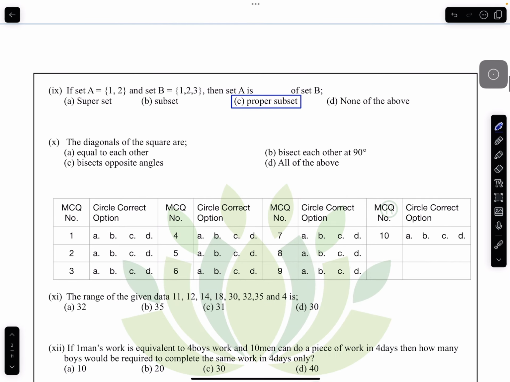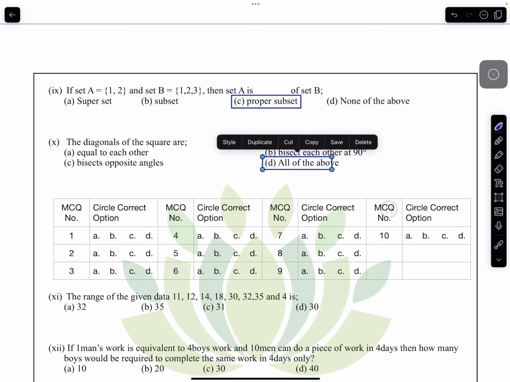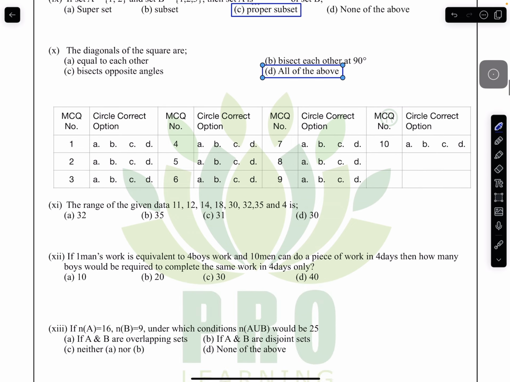Here the question says the diagonals of the square are equal to each other. Yes, that is the case. Bisect each other at 90 degrees. So the diagonals of the square are perpendicular bisectors of each other. So even this property holds true. The diagonals bisect opposite angles. 90 degrees gets bisected into 45 each. So here in this case, all of the above is the correct answer.